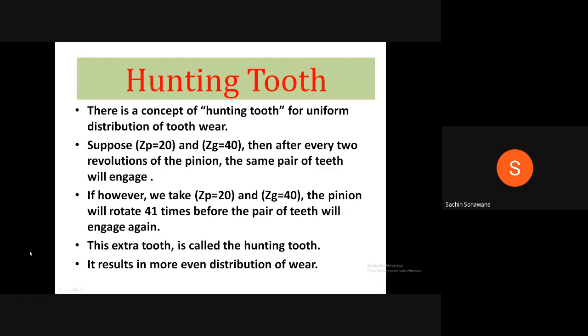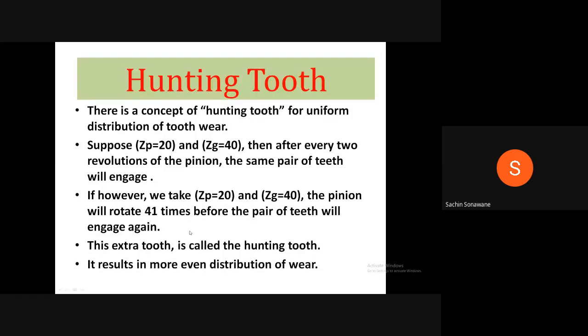We have to provide one extra tooth on the gear, and that extra tooth is known as hunting tooth. So what will happen if we take ZP equal to 20 and ZG equal to 41? Understand? The pinion will rotate 41 times before the same pair of teeth will engage again.